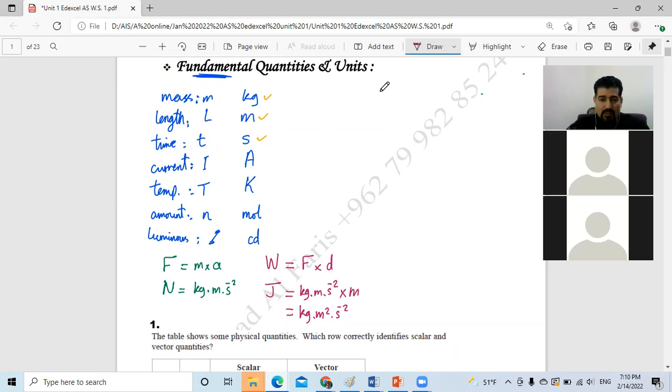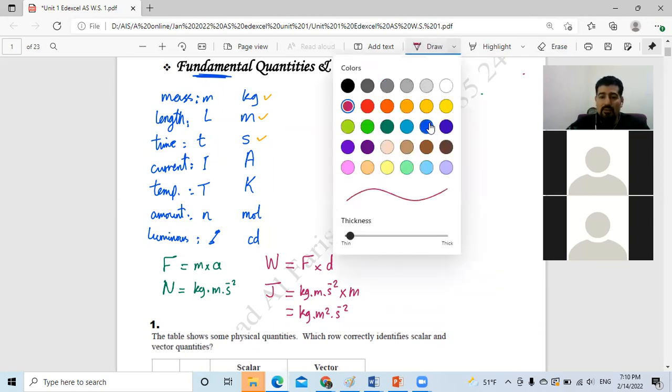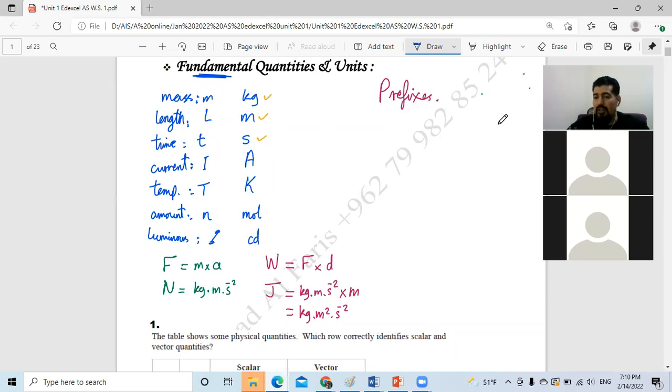We know that we have something called prefixes. What are prefixes? A prefix is a small letter they put in front of any value or any number to tell me how big or small the value is. For example, we have kilogram, kilo Newton, kilojoule.